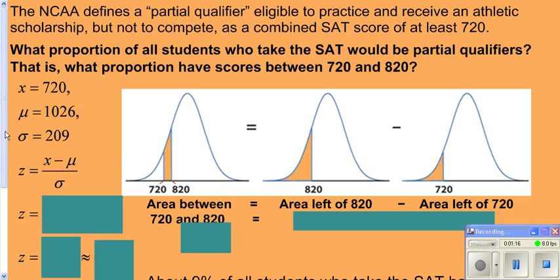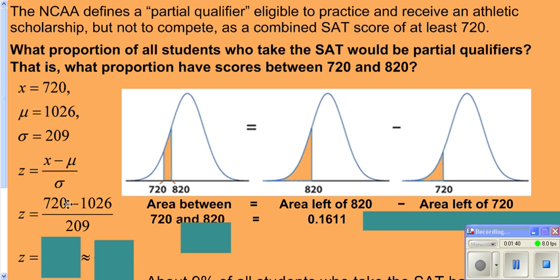We'd already done the 820, so we don't really have to do that, because we know the area to the left of the 820 that we figured out on a couple of slides ago. But we've got to figure out the area to the left of the 720. So we're going to do a z-score for our 720. We still have our same mean and standard deviation, so we plug those values into our z-score formula.